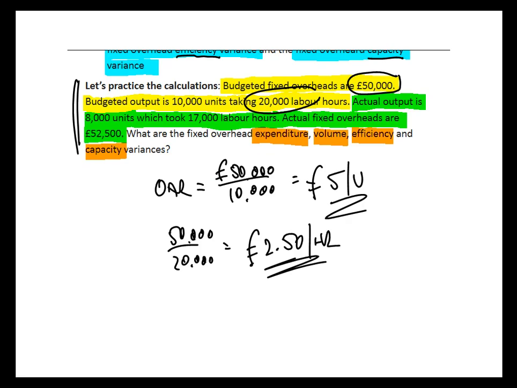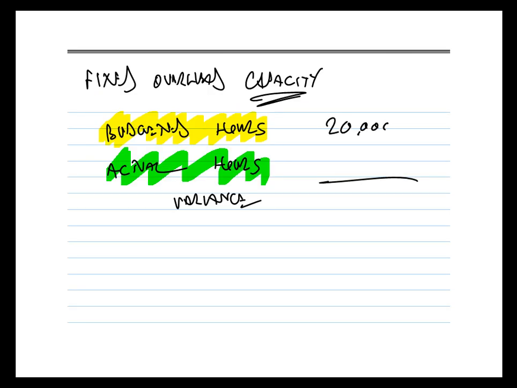Now, in the original example, we were told that the budgeted hours was 20,000. They actually only worked 17,000. They had fewer hours to produce. That's another reason why volume will be down. So budgeted hours of 20,000, actual hours of 17,000. That gives me a difference or a variance of 3,000. Again, remember the two things to consider. Is that good or bad? Well, this is bad. Fewer hours will lead to fewer units. So this is an adverse variance. If they've got fewer hours to produce in, they'll be producing fewer units.